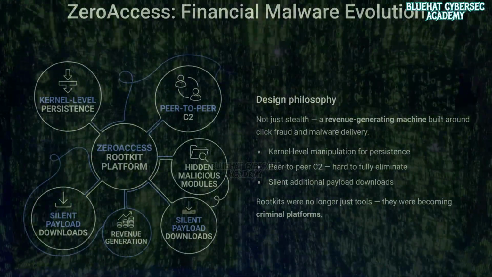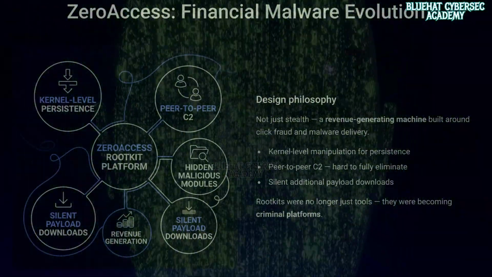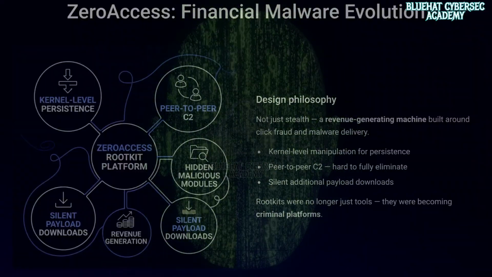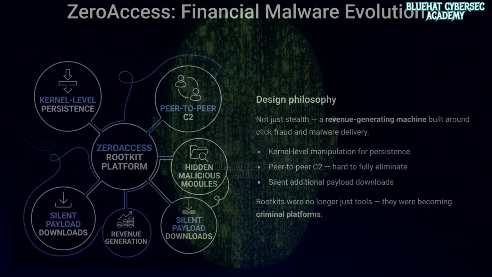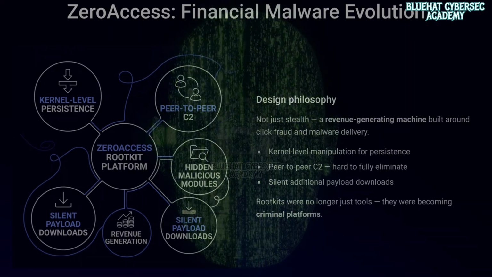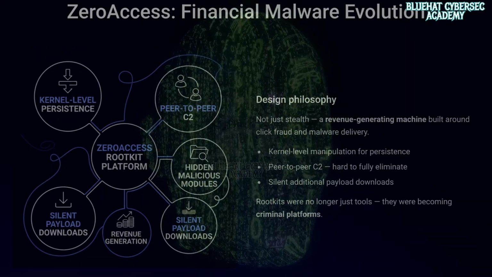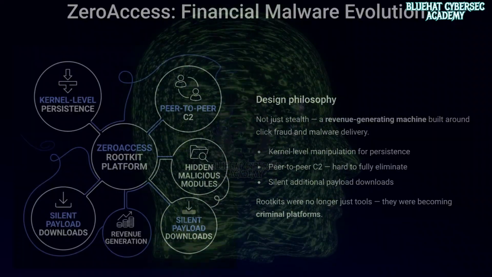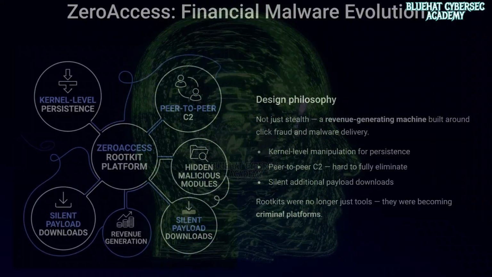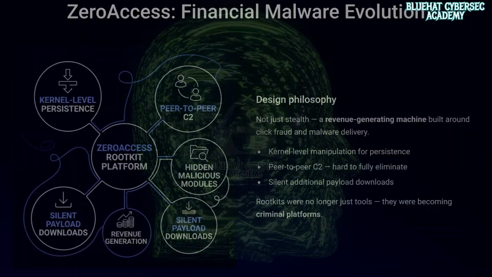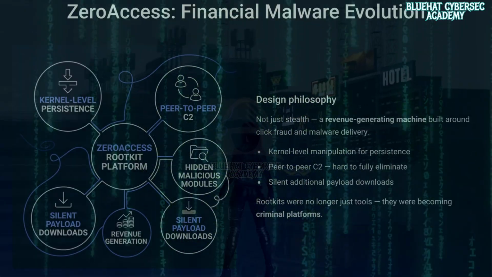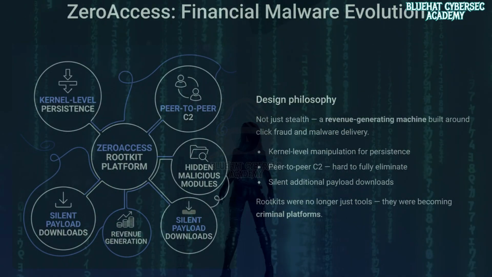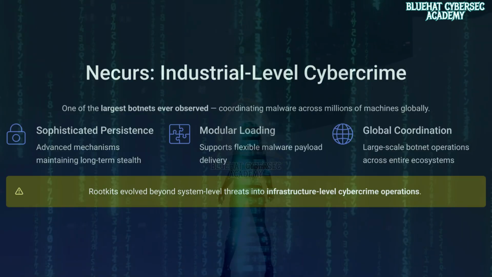It used kernel-level manipulation for persistence. It relied on peer-to-peer command and control infrastructure. It hid malicious modules from system tools. And it downloaded additional malware payloads silently. Now what's important here is scale and design philosophy. ZeroAccess wasn't just a hidden infection, it was part of a revenue-generating machine. And because of its distributed peer-to-peer structure, even partial takedowns didn't fully eliminate it. This marked a shift in thinking. Rootkits were no longer just tools, they were becoming criminal platforms.